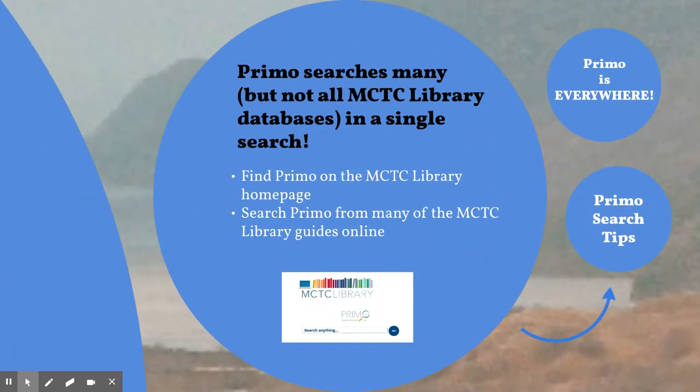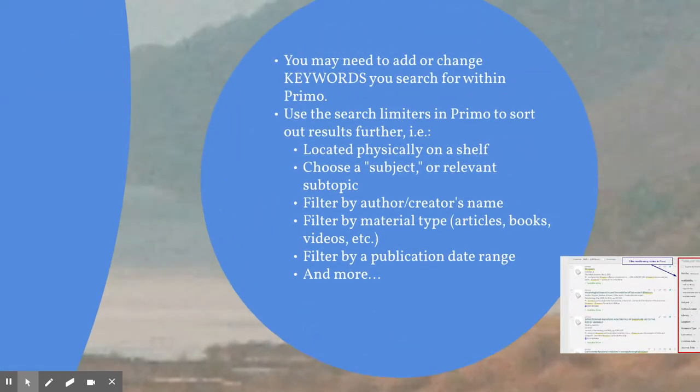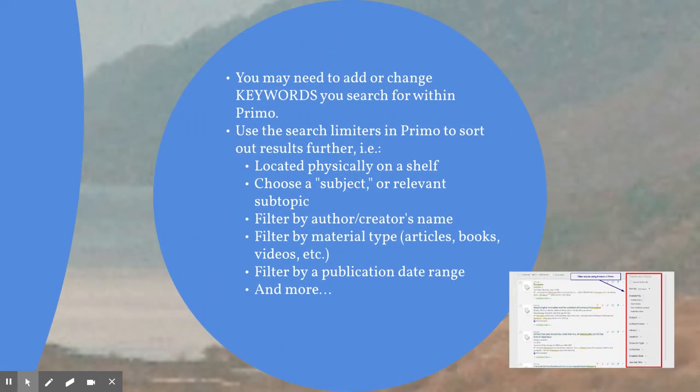To access those, you may search Primo, which searches many but not all of the MCTC library databases in a single search. Find Primo on the MCTC library homepage, or search Primo for many of the MCTC library guides online. Using Primo, you may need to add or change keywords you search for within Primo.